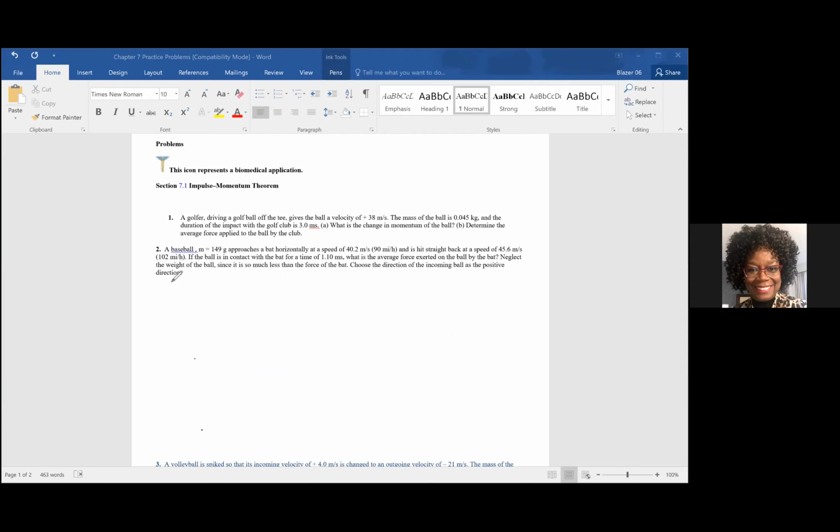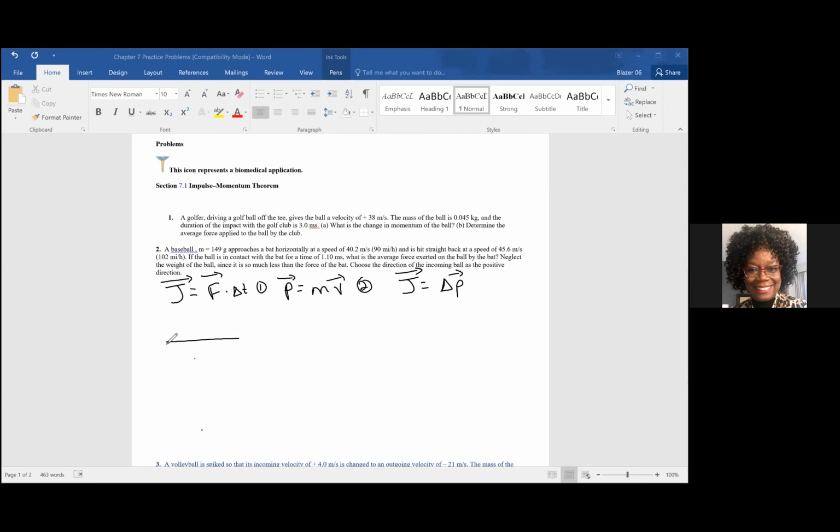All right, so don't forget, we have 3 equations. We define the impulse to be the force times delta T. We define the momentum to be mass times velocity. And we have the impulse momentum theorem, which says that the impulse is equal to the change in momentum.